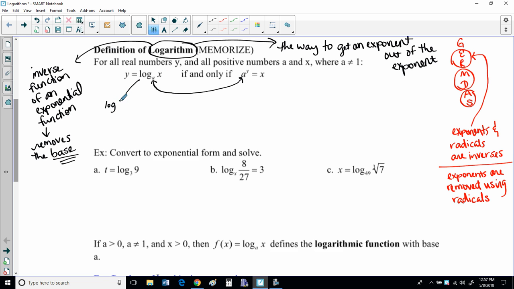Log base a of x. Okay, notice that the base stays the base. But notice here, the exponent is now alone. And the output is the input. The input is the output. Right? That's what inverses do. Input becomes output. Output becomes input.